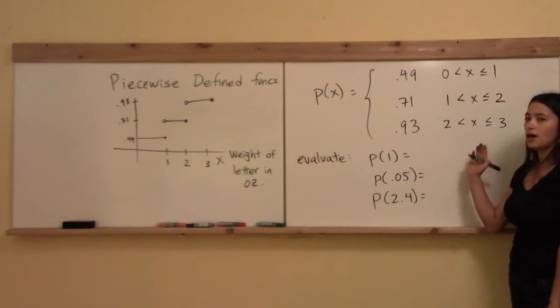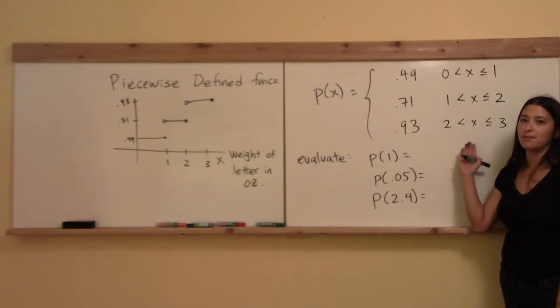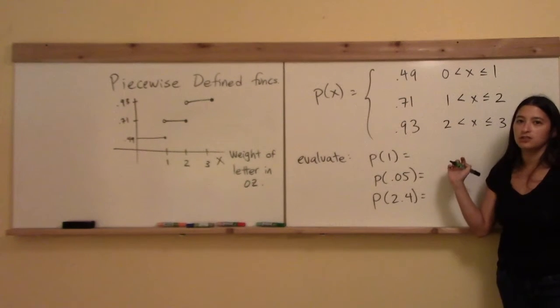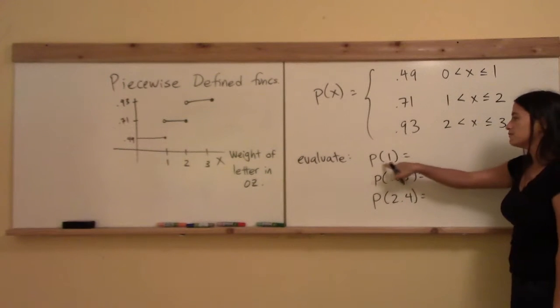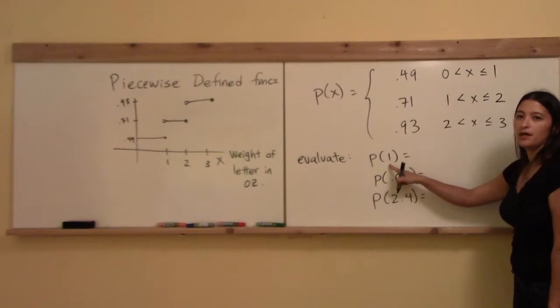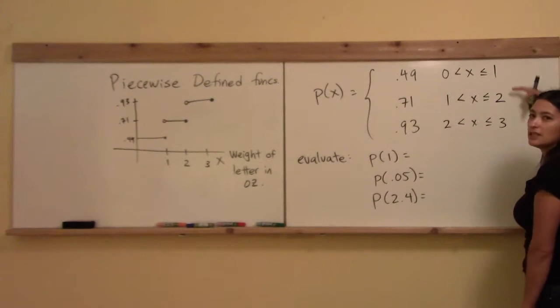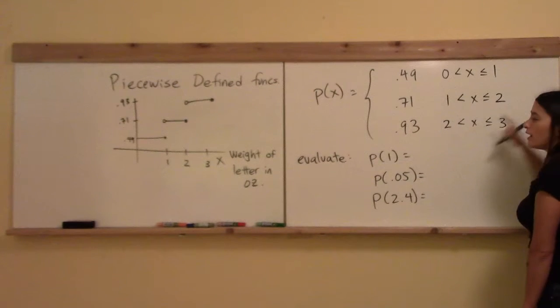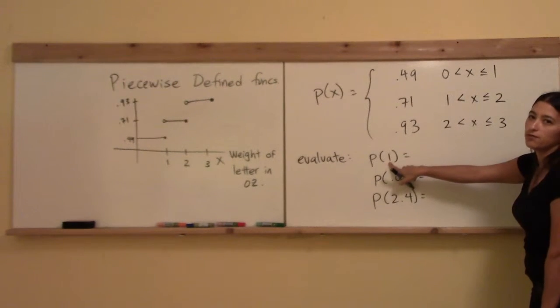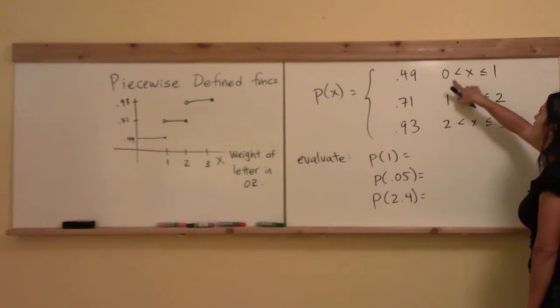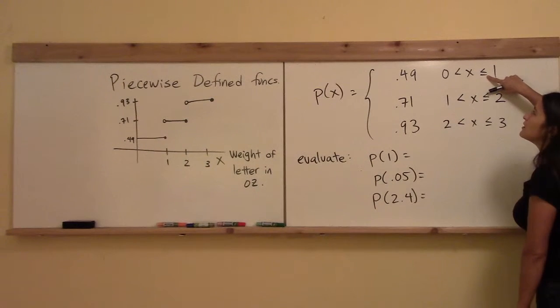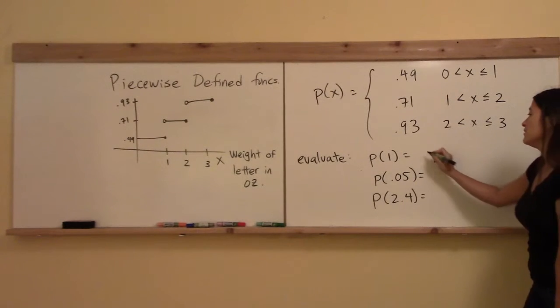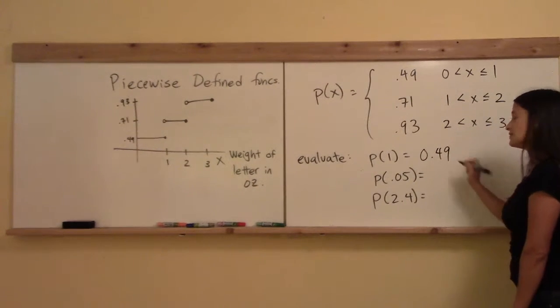Okay, so mainly on a test situation, you're going to be given the mathematical definition, so make sure you can do it from there. P of 1, this is the input. I just have to go over to this set of instructions and see what category the number 1 falls under. Now this equal sign right here tells me that if x is equal to 1, this is the category for it. So the answer is 49 cents.